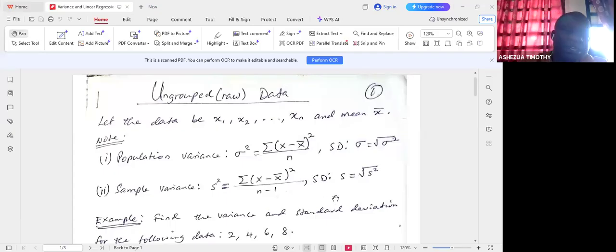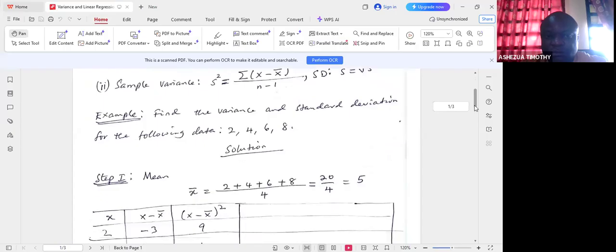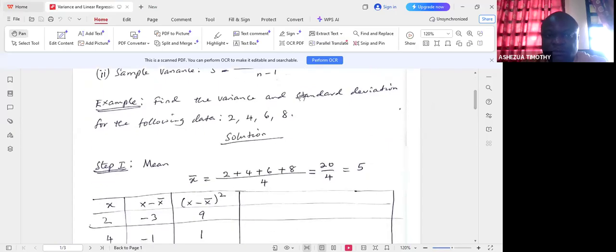So let me pick an example quickly to drive my point home before we go into finding the mean, variance, and standard deviation of a grouped data. So this is an ungrouped data. 2, 4, 6, 8 is an ungrouped data. Find the variance and standard deviation of the following data. You have 2, you have 4, you have 6, you have 8.